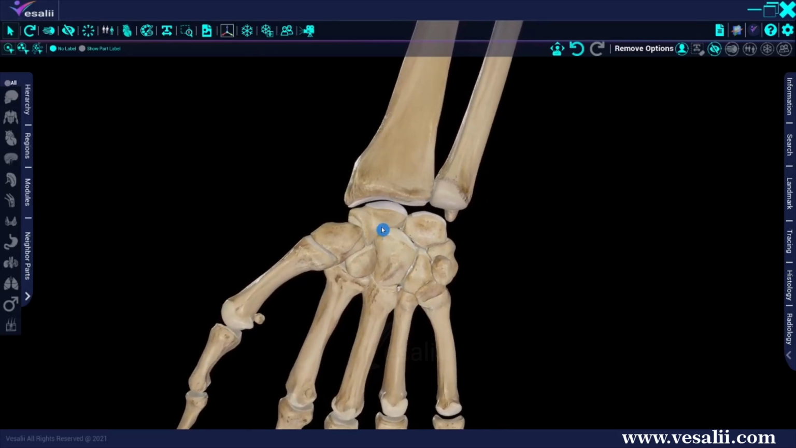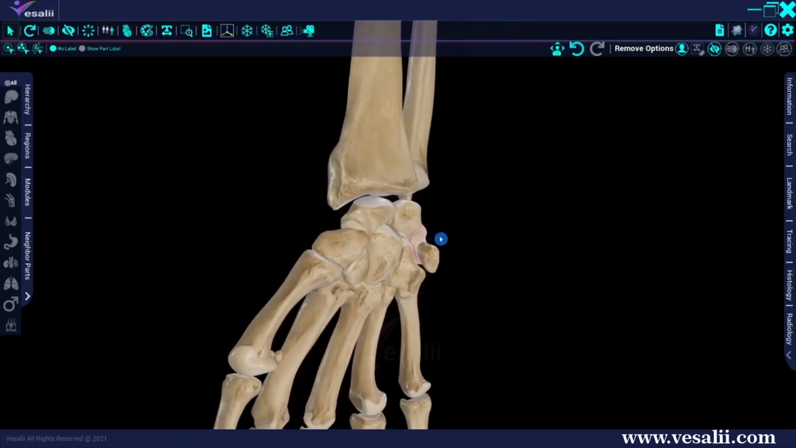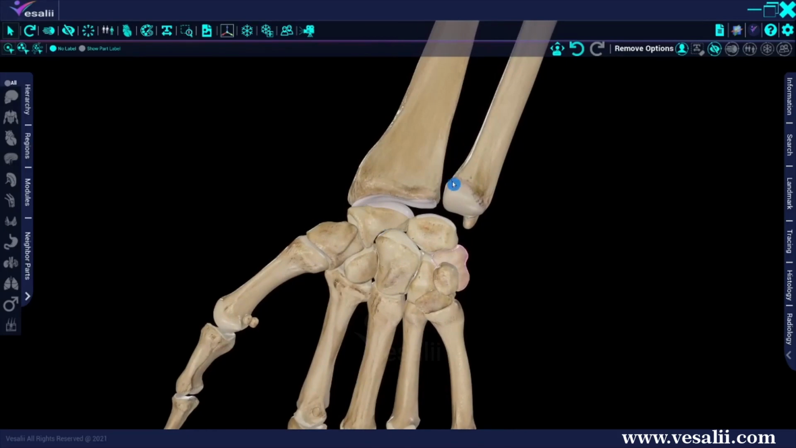The wrist joint is formed by the distal end of the radius and the articular disc from above, and the scaphoid, lunate, and triquetral from below. It's important to know that the ulna does not contribute to forming the wrist joint. It articulates with the radius superior to the wrist at the distal radio-ulnar joint.